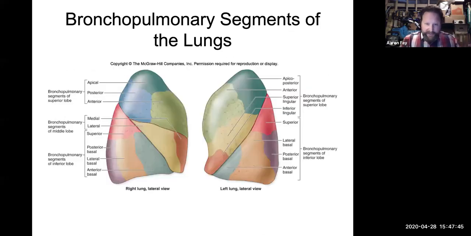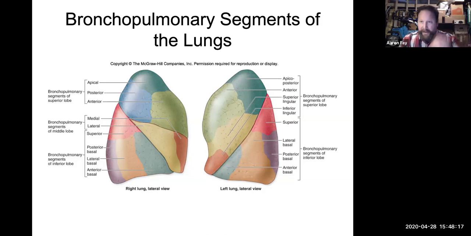If we take a look at the picture, we can see we're going to have more segments on the right side than we do on the left side, just because of the size difference. You can see the superior lobe is broken into 3 segments, 2 in the middle, and 1, 2, 3, 4 in the inferior lobe. I am not going to make you memorize the segments of the lung, so that should make you feel a little bit more comfortable. I'm not going to ask you which segment is which. But I do want you to know the lung is subdivided into different segments.